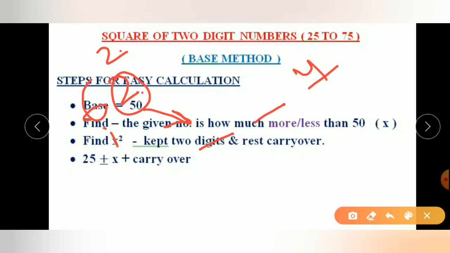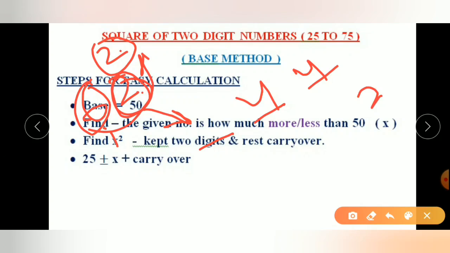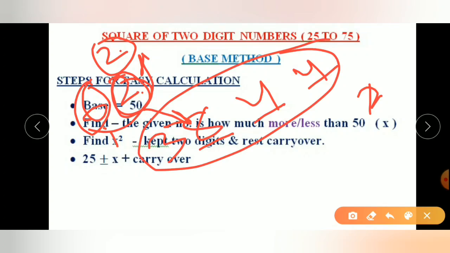Square of 2 is 4, here only one digit, so no carry over. Then multiply 6, 2 and 2. We get 24. So keep 4 and carry over 2. Square of 6 is 36 plus carry over 2, 38. Square of 62 is 3844.